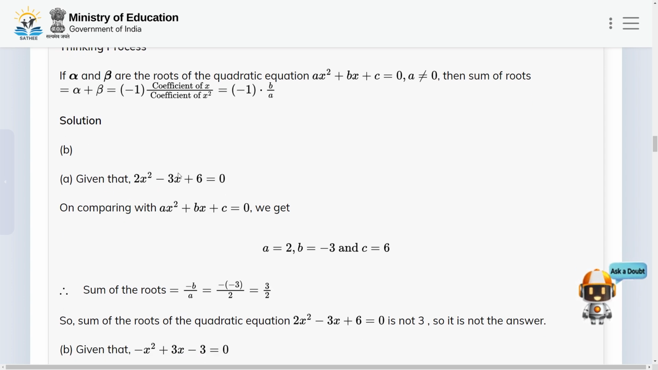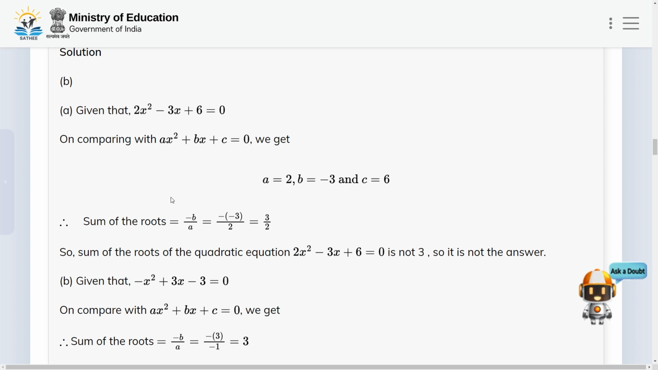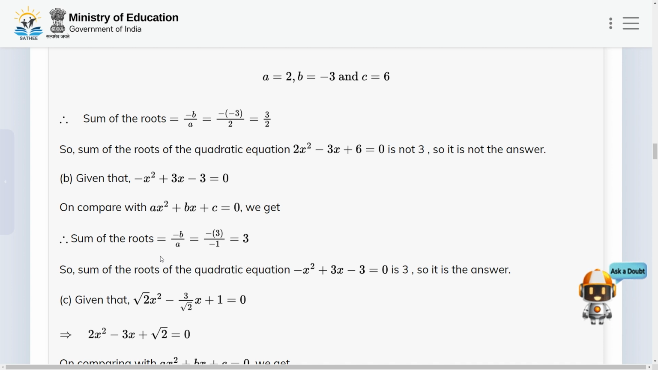Okay, so we have given in option A 2x² − 3x + 6 = 0. Comparing with ax² + bx + c = 0, we get a is 2, b is −3, and c is 6. Therefore the sum of roots is −b/a, which is −(−3)/2, and this is 3/2. So the sum of roots of the quadratic equation 2x² − 3x + 6 = 0 is not 3. So it is not the answer.